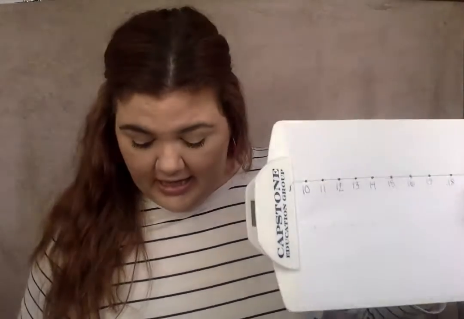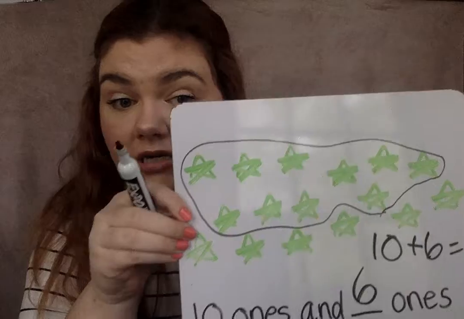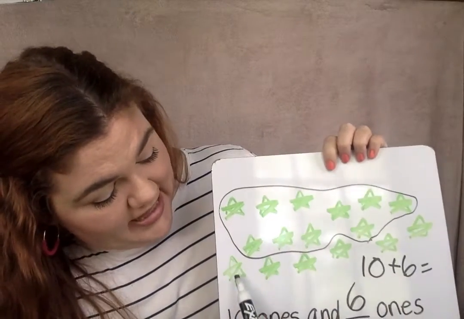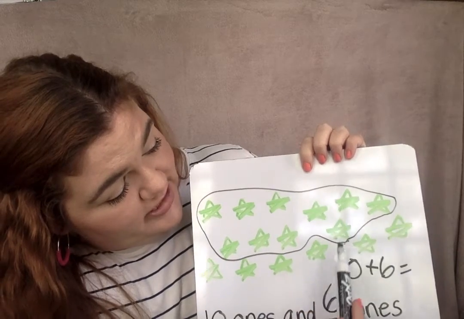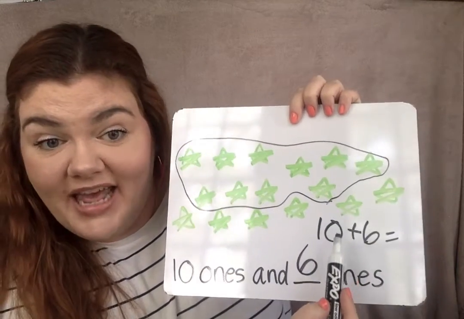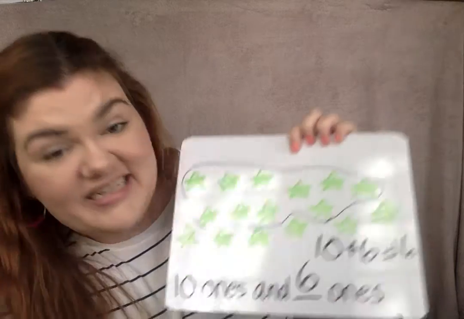So I had 6 stars left over. So I'm going to start at 10 here, and I'm going to go over 6. 1, 2, 3, 4, 5, 6. What number am I at? What number is that? Do you know? 16. I got to 16. Let's make sure. So I have 10 stars, 11, 12, 13, 14, 15, 16. So 10 plus 6 equals 16. There we go. Good job, Princeton K.